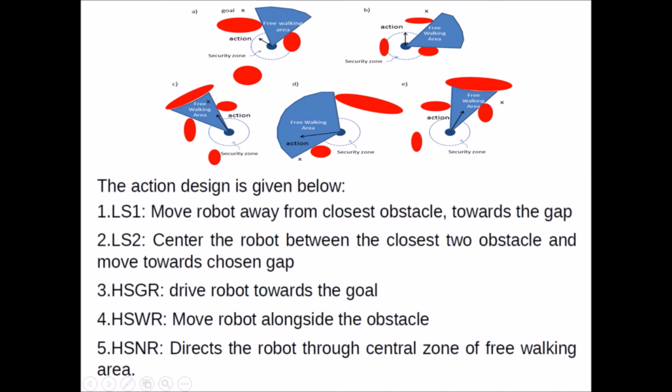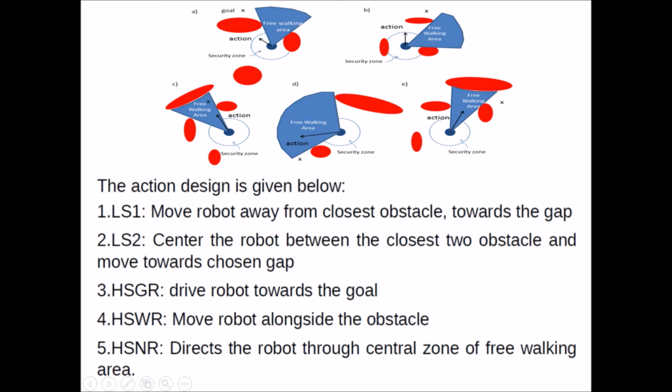So for the first condition, you remember, this is the goal location. For this particular case, we just have one free space. So what the robot should do is move away from the closest obstacles and then move towards the gap. So for this particular case, it just moves away from the obstacle and then towards the gap, should move here.